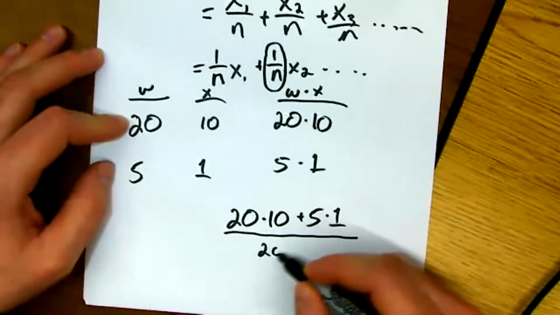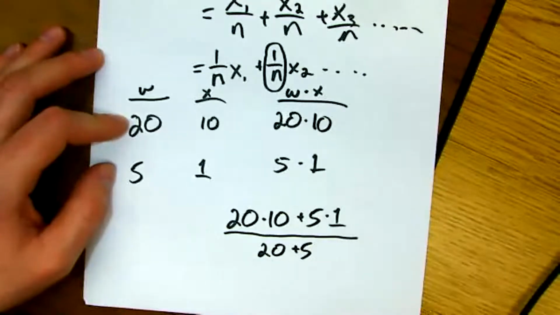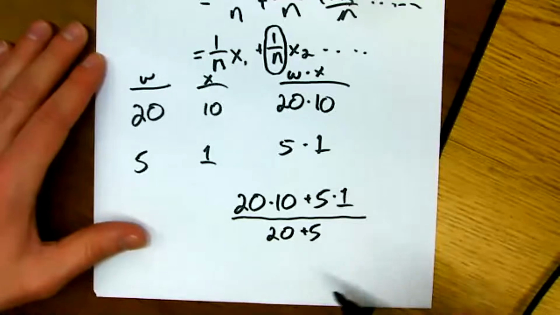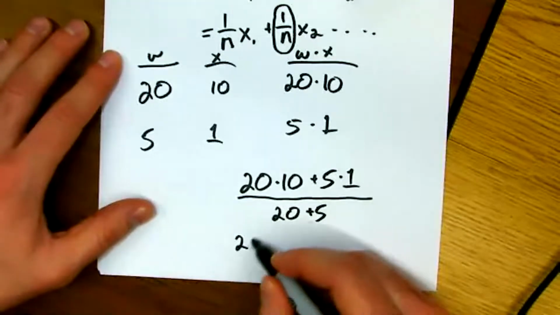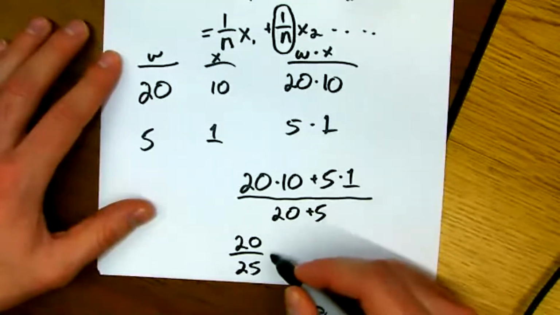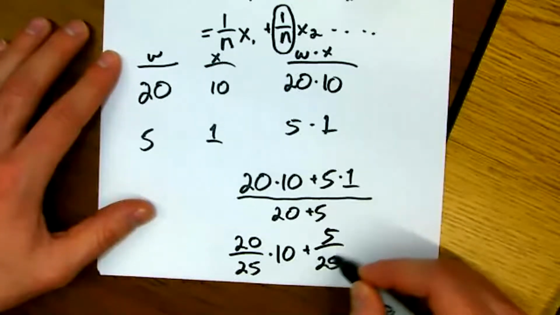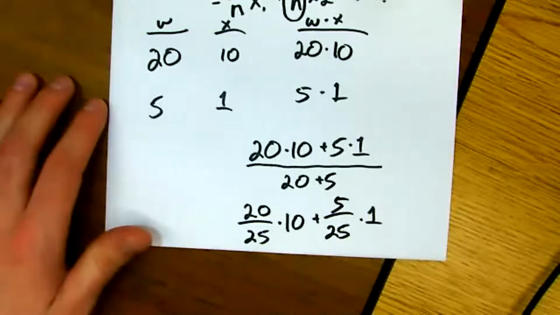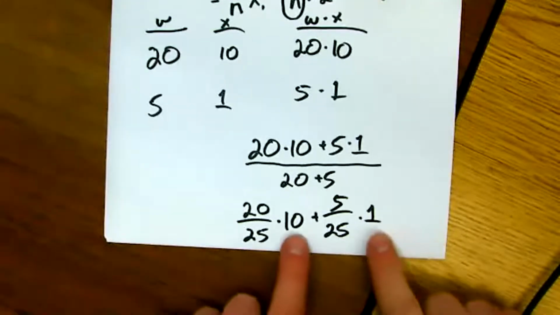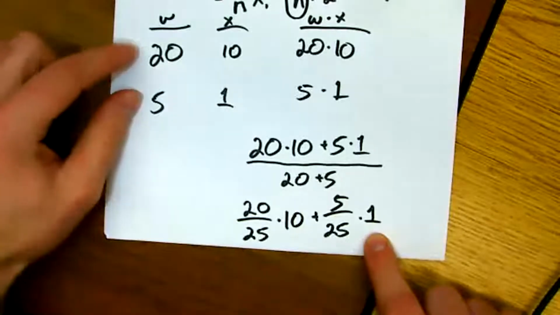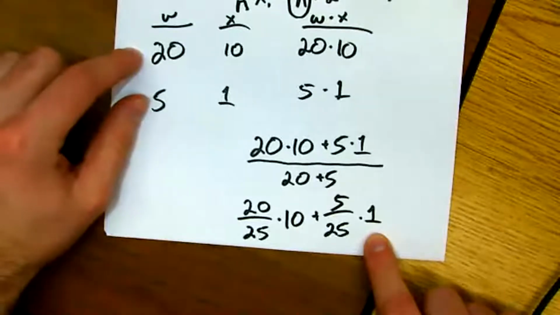So if I add my weights up here, well, let's think about it. If I rearrange this a little bit, so I've got 25 as my denominator. What I'm really saying is 20 over 25 times 10 plus 5 over 25 times 1. So what that formula does is it's saying, well, look, I see these 2 values for this variable x I'm interested in, but I know they represent way more than just 2 people.